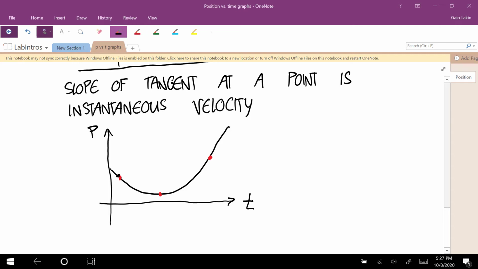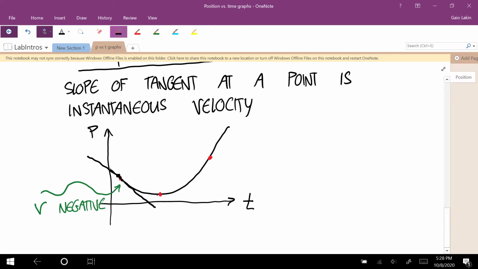So first, I'll do it for the one on the left, draw the line through that, extend it out. So there's the tangent line. You can see that that has a negative slope. And so at this point that we want to evaluate it, the velocity is negative. So the object at that instant is moving in the negative direction.